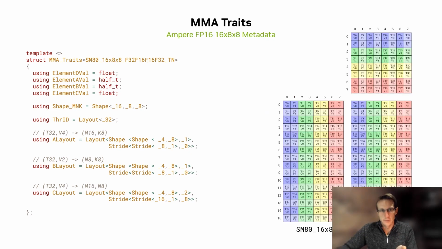This is yet another example, scaling up even larger. The large 16x8x8 Ampere FP16 MMA can be described in exactly the same way. You'll find these MMA traits and MMA atoms throughout Qt and throughout Cutlass.